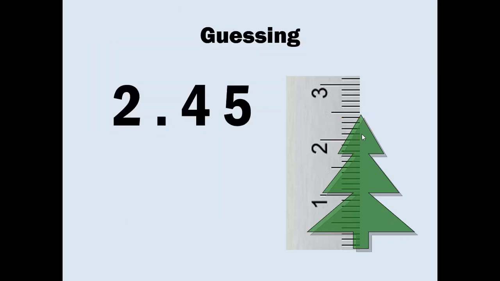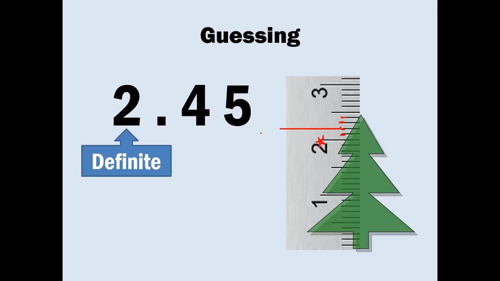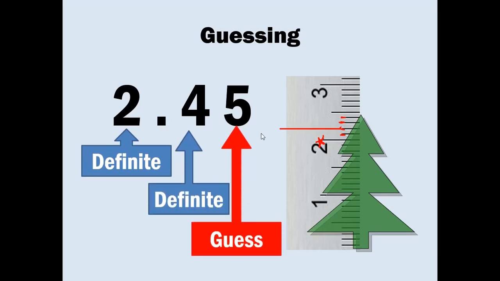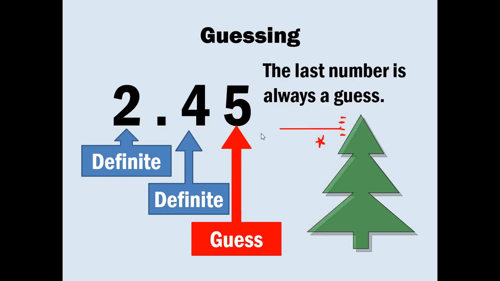So if I look at the example here for our tree, I know for absolute certain that the 2 is an accurate value. I know for absolute certain that the 4 is an accurate value. However, the 5 is going to be the value that represents a guess. We know it's someplace between the 4 and the 5 marks on the ruler, but we're not absolutely certain where that value falls, and so we can put a guess value in there. The last number when we're doing a measurement is always going to be a guess.